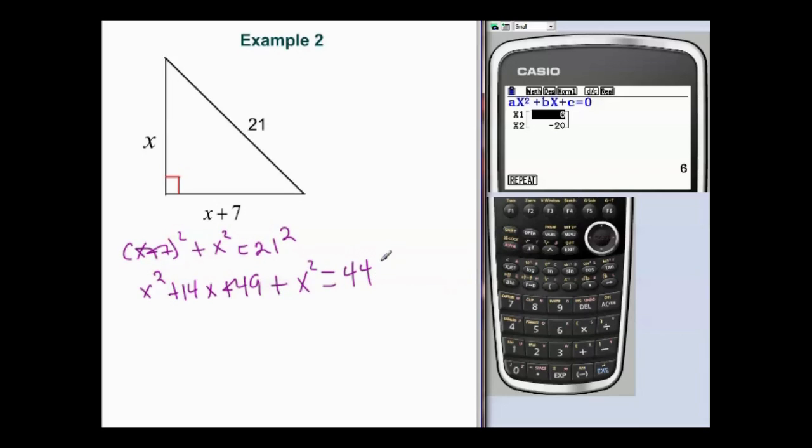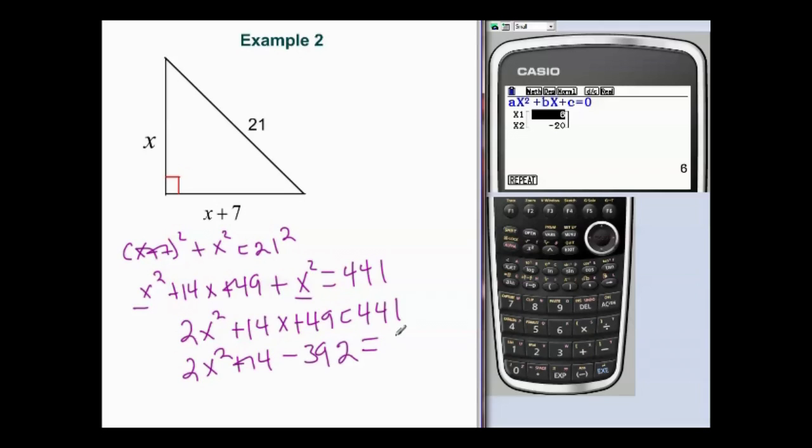And I have my perfect squares memorized, at least on every other day I do. But you can always use the calculator right over here. It's not a big deal. Combine like terms. So we got 2x squared plus 14x plus 49 is equal to 441. And I'm going to subtract 441 on both sides. And that gives me 392. Use your calculator, guys. Plus 14x minus 392 is equal to 0. Standard form.